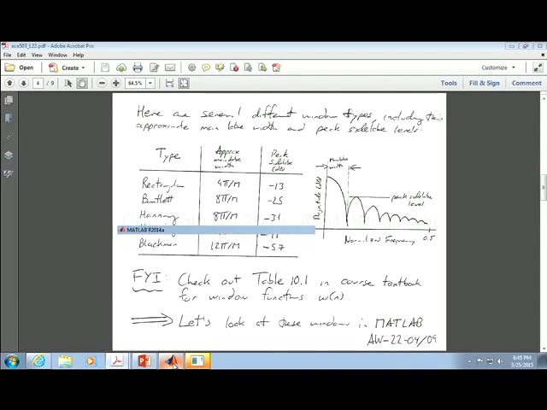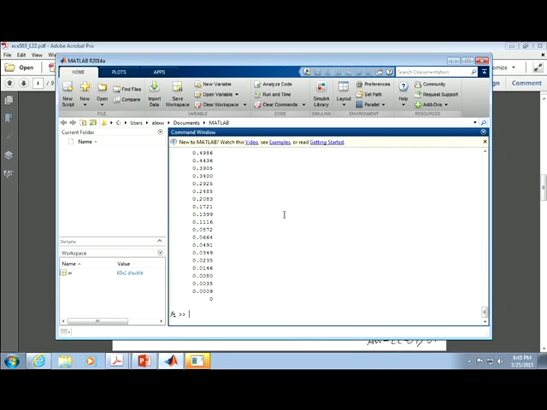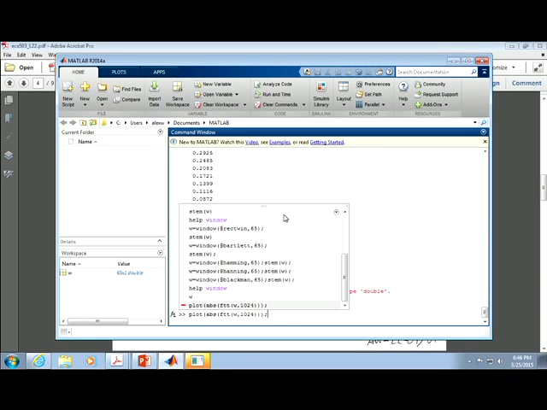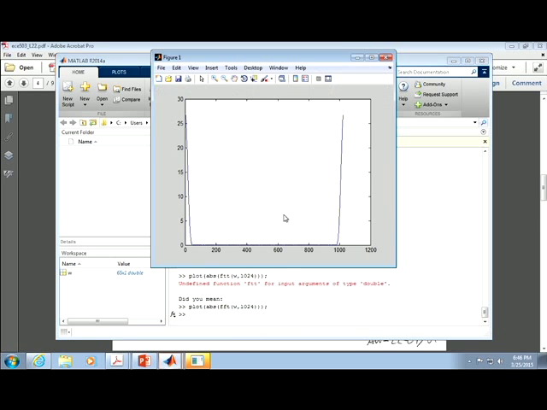Actually, let me try something. I'm wondering if it's just going to be dumb luck. Which window did I do? Oh, I did that. Okay. So if I plot ABS, FFT, W, 1024, what do we get? If I only knew what an FFT was. There we go.